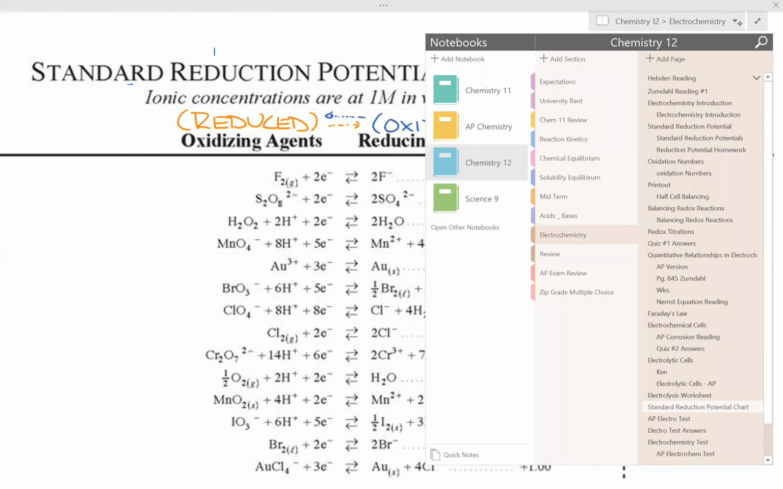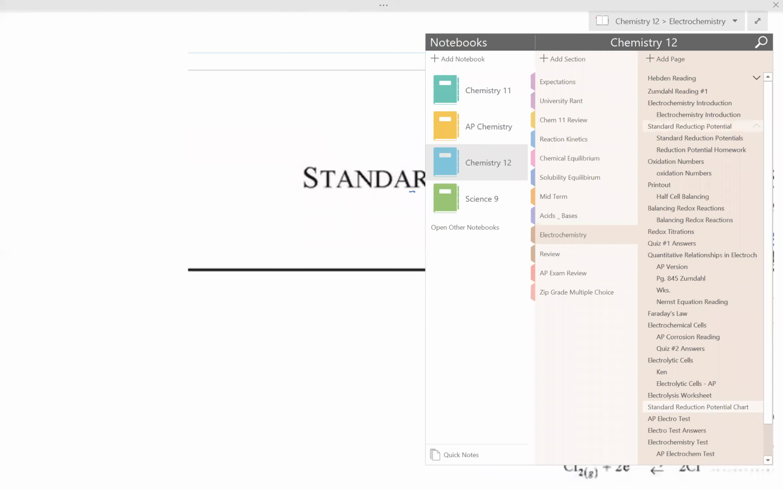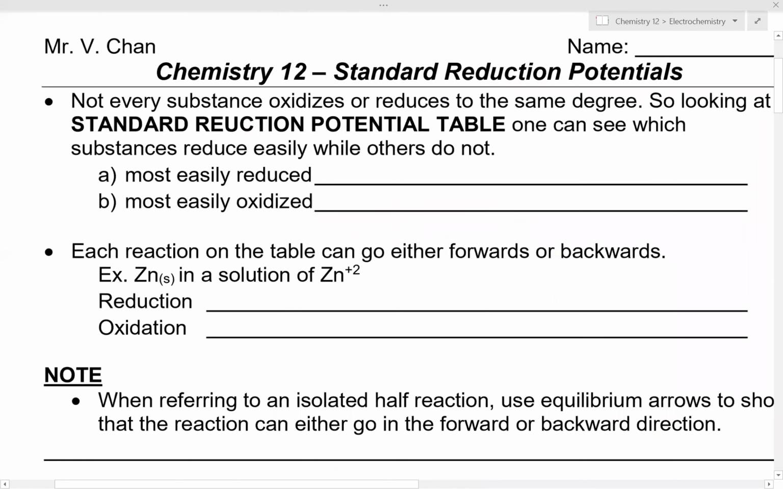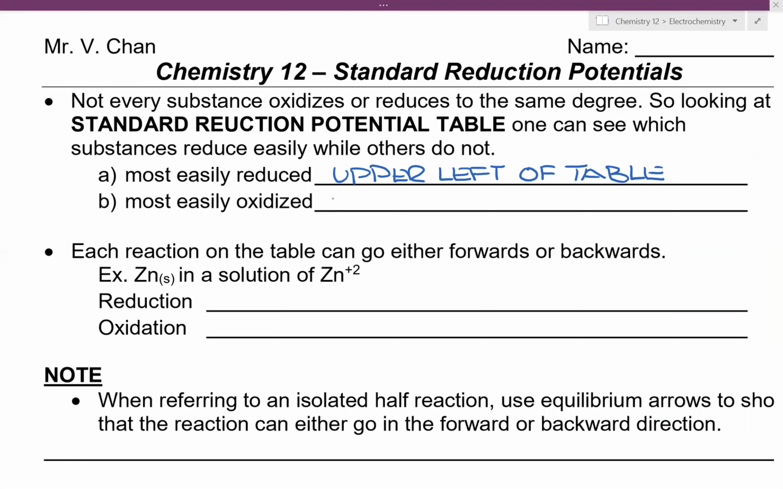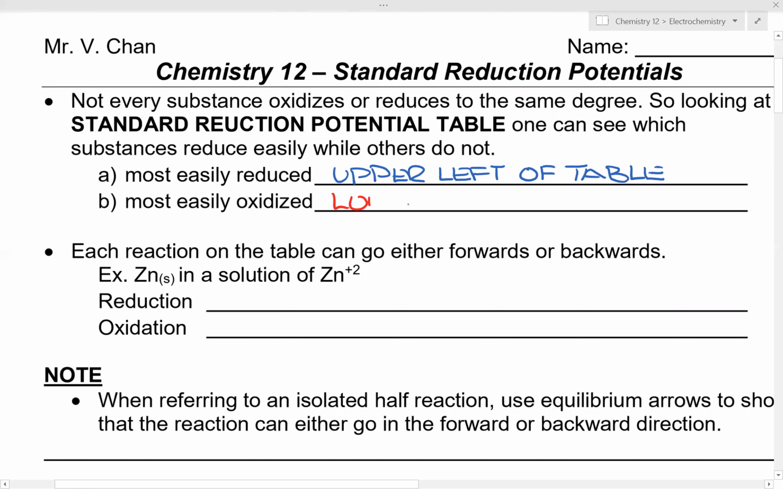When we take a look at the standard reduction potential table, the most easily reduced is found generally on the upper left of the table, and the most easily oxidized would be found on the lower right of the table.